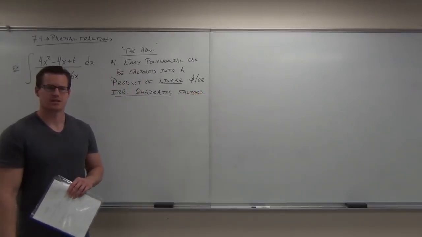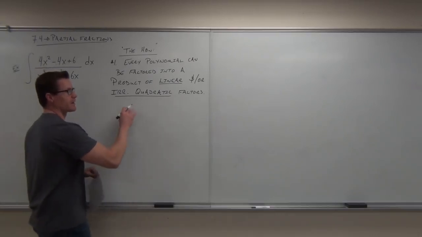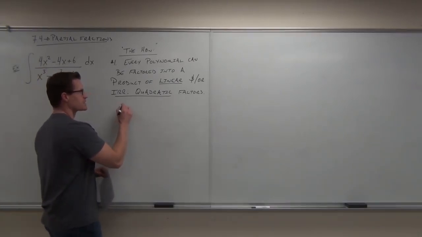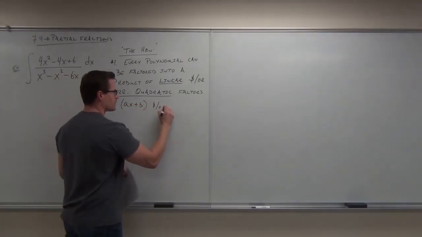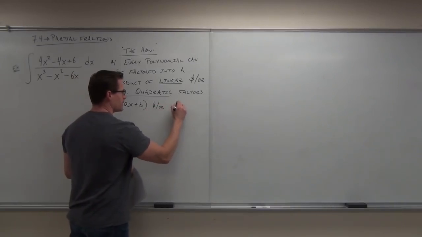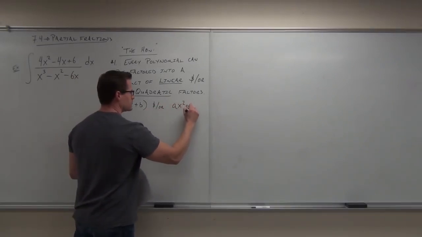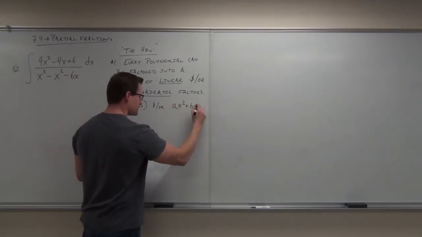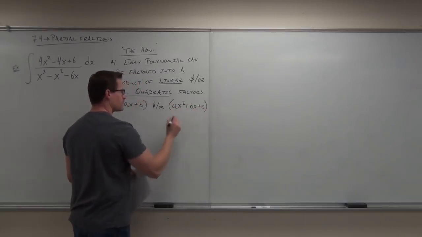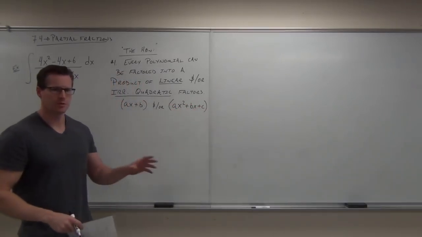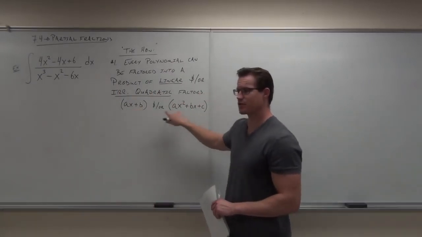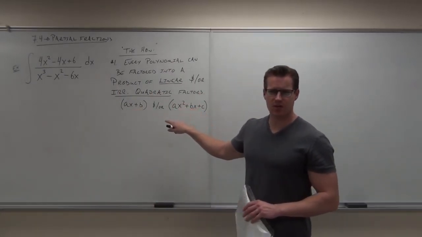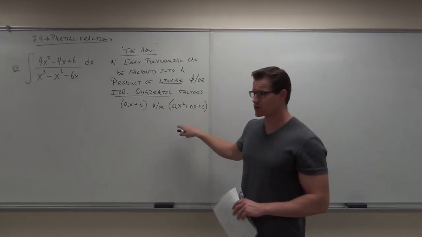Basically, here's what this says. If it's linear and or irreducible quadratics, it means this: ax plus b, and or ax squared plus bx plus c. Every polynomial in the world can be factored as stuff that looks like this and or stuff that looks like this. There are some quadratics that you can't factor.